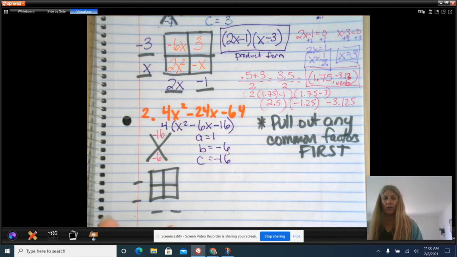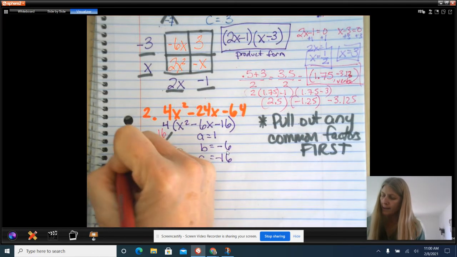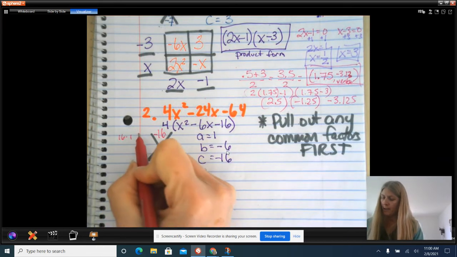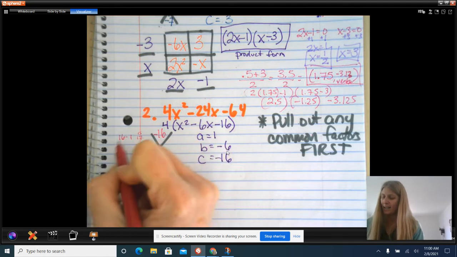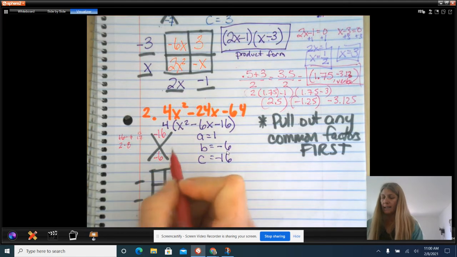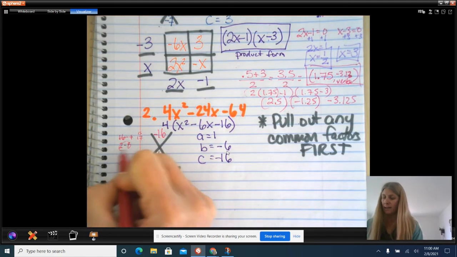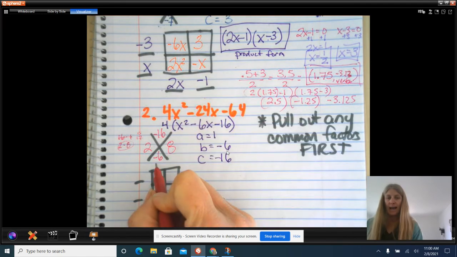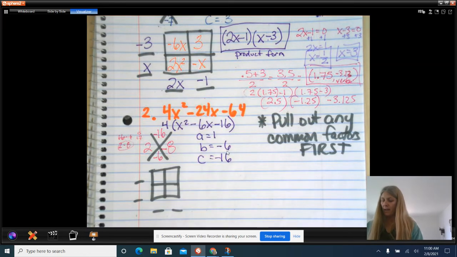Now we're going to go ahead and solve our diamond problem. 16 times 1 adds to 15, subtracts to 15, adds to 17. Next we have 2 times 8, which adds to 10, subtracts to 6. Ding, ding, ding, ding. So we have a 2 and an 8, and it's a negative 6, so that's going to be a negative 8.